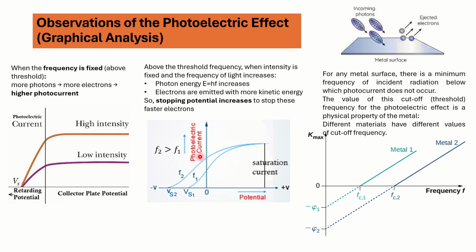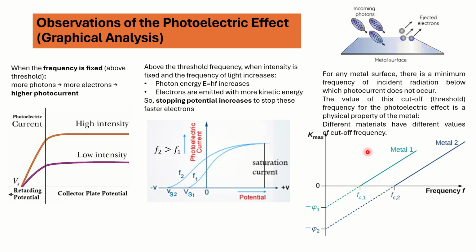Another observation: suppose for a given intensity, the frequency of the light increases. The photon energy increases. Consequently, electrons are emitted with more kinetic energy. So the stopping potential increases in order to stop these faster electrons. The graph looks like this.